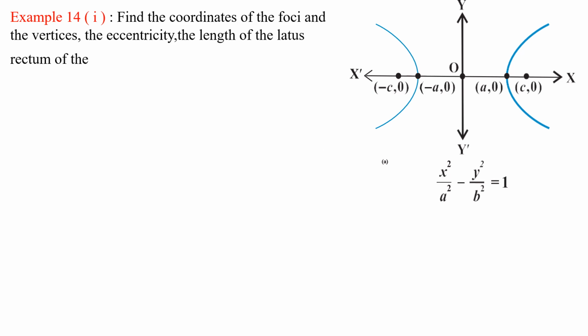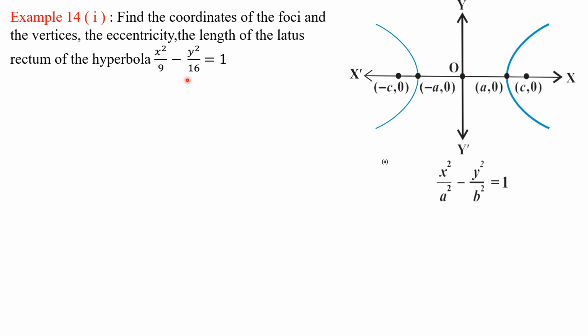Okay, my children, right. See this example. Find the coordinates of the foci and the vertices, the eccentricity, and the length of the latus rectum of the hyperbola x squared by 9 minus y squared by 16 is equal to 1. Okay, my children, understood this question? The equation of a hyperbola is given. Then we have to find the coordinates of the foci, the coordinates of the vertices, the eccentricity of the hyperbola, and the length of the latus rectum of the hyperbola. We have to find all these four values.